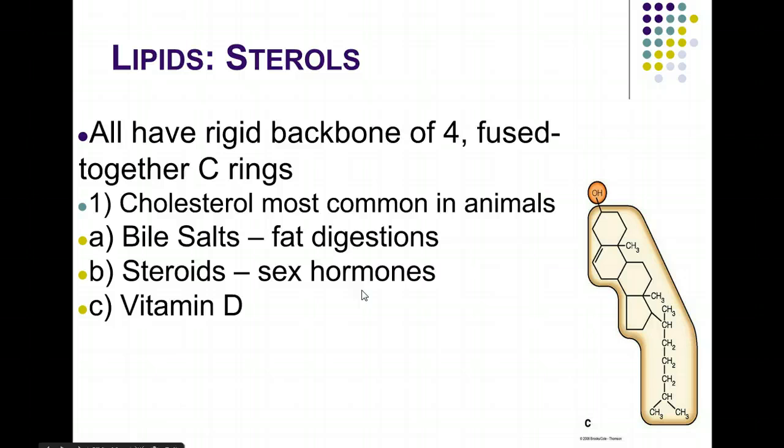Sterols, this is your last lipid. Sterols have a very rigid backbone of these carbon rings right here. So rather than just individual carbons, we actually have a carbon ring. Examples would be cholesterol, common in animals. Bile salts are a sterol, a lipid that helps you digest fat. Steroids, or sex hormones, not the illegal kind, but the kind of steroids that help you to grow and change.